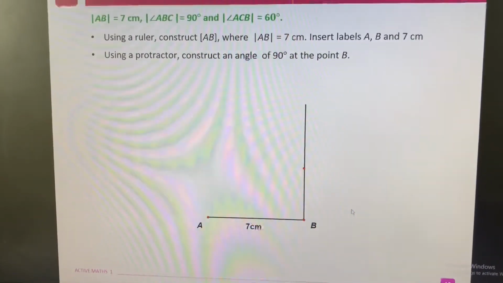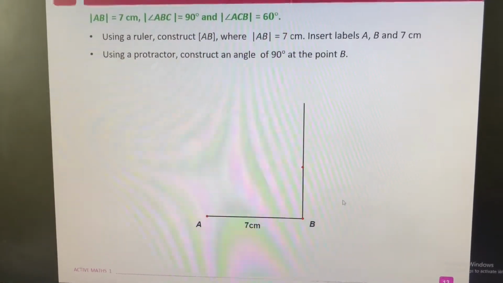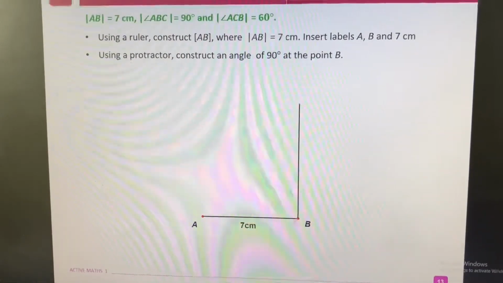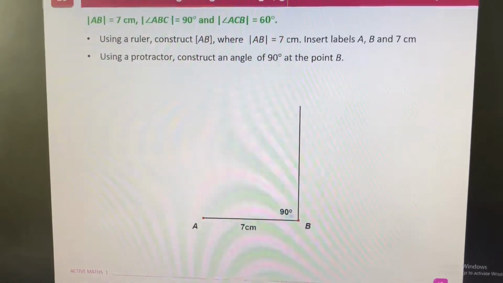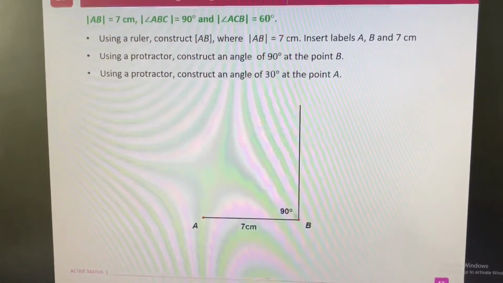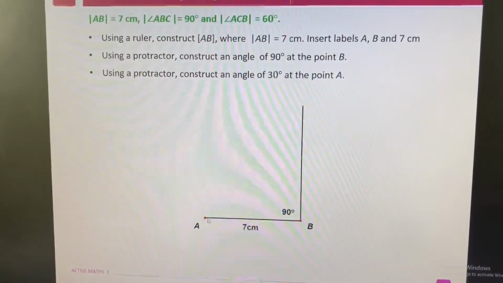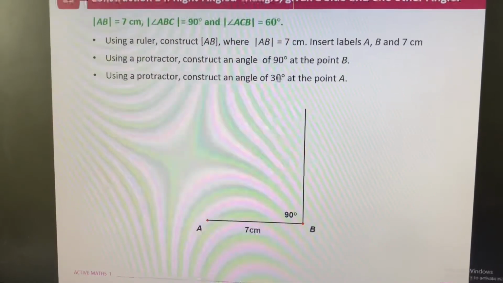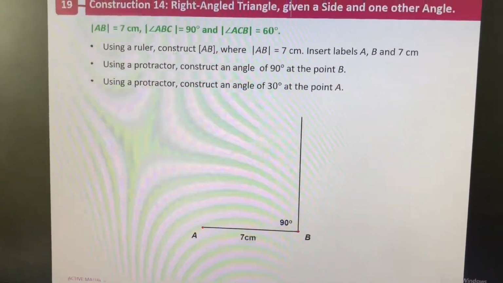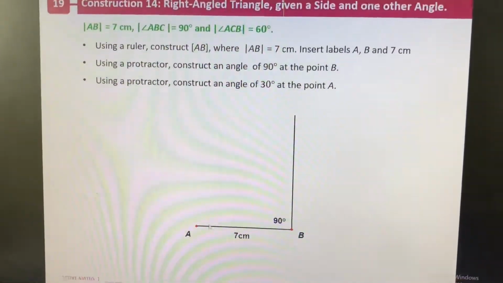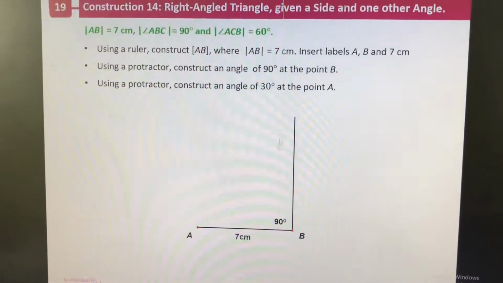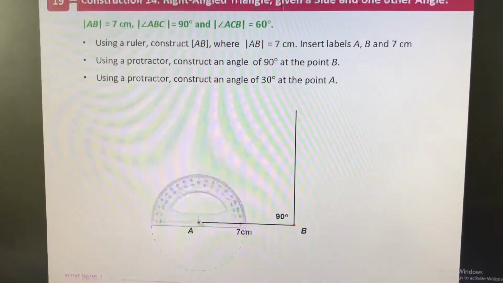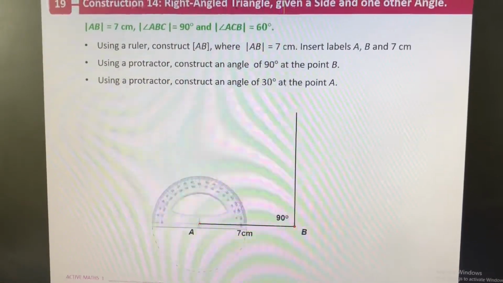That's your workings, it's your construction marks, and they're all worth marks in your exam. So there's one angle, our 90 degrees, and we'll make sure that we label it with our, they've written 90 degrees here, but a little square box would be better. So now we're going to then do the same thing on our other end point, and we know that we've calculated that to be 30 degrees. It wasn't what was given in the question, but we have calculated it by taking away the other two angles from 180. So again, line up our center mark of the protractor with point A.